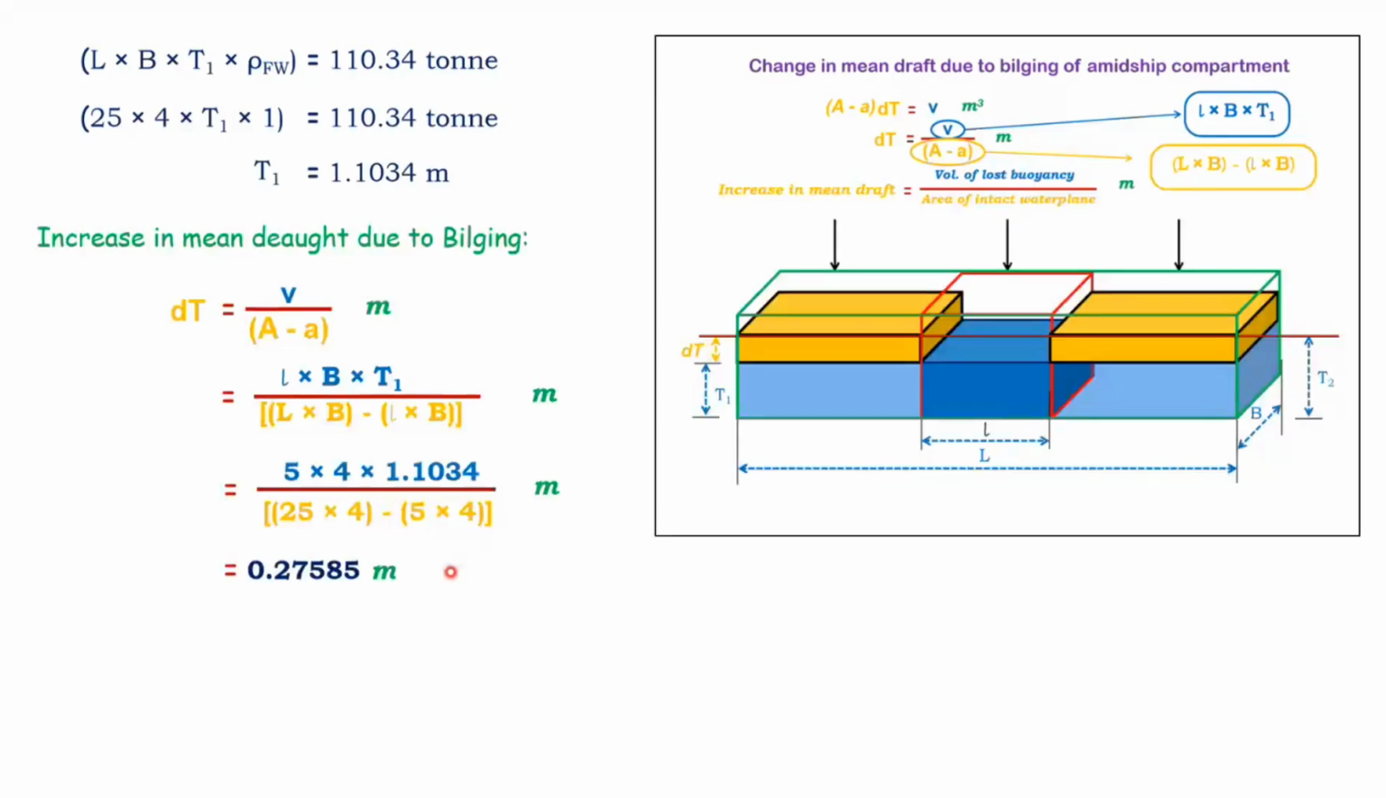This gives us 0.27585 meters. You may express the value up to 3 digits after the decimal. Here I have shown more accuracy, but you are supposed to give your answer only up to three digits after the decimal. So this is your increase in mean draft because of bilging. So what should be the final draft? It will be adding: the final draft will be this T1 draft plus this, which gives us 1.37925 meters.